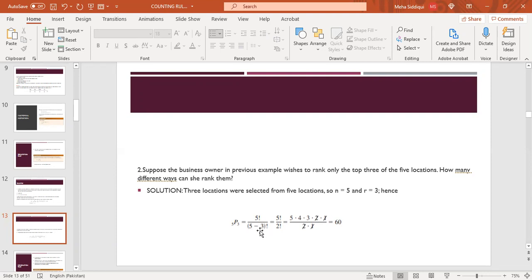Hence the same formula, 5 4 3 2 1 over 2 1, because subtracting 3 from 5 we get 2, and splitting 2 into 2 1, we cancel the same values up and down and we get 5 4s are 20 and 20 3s are 60.